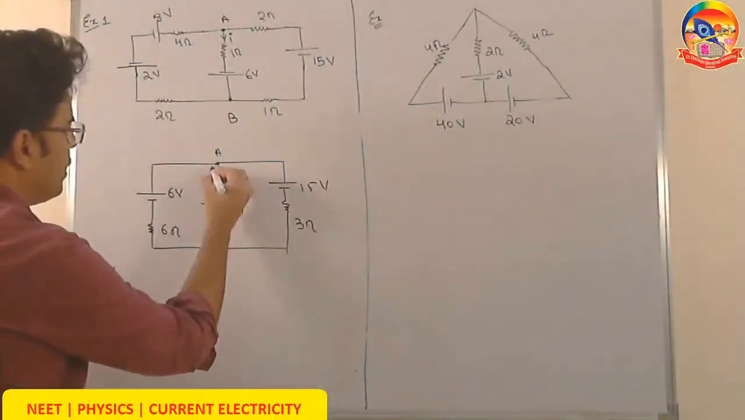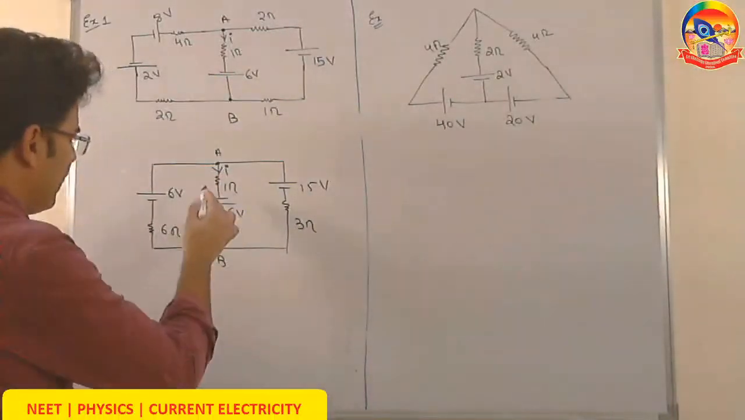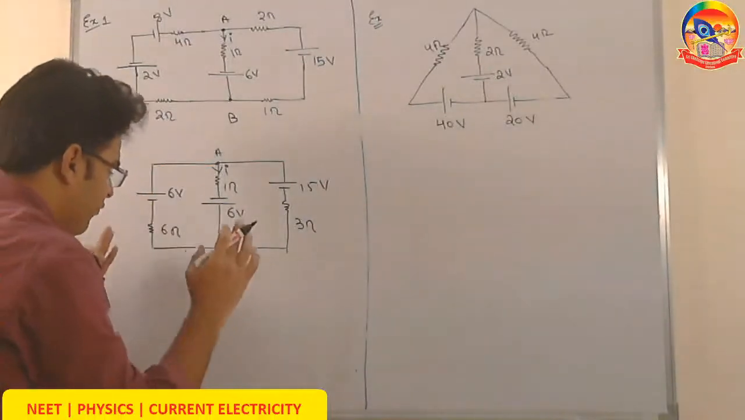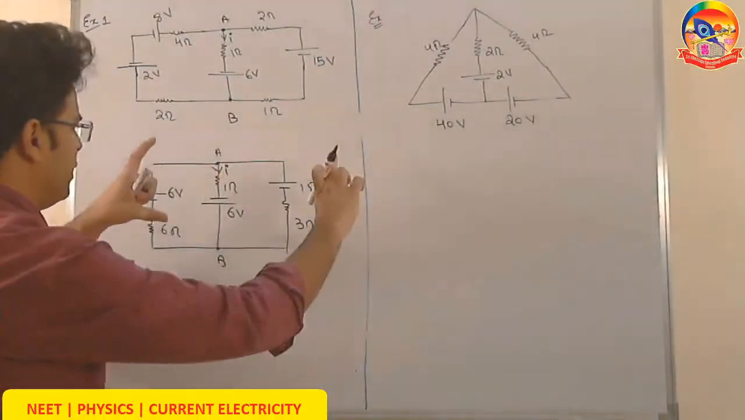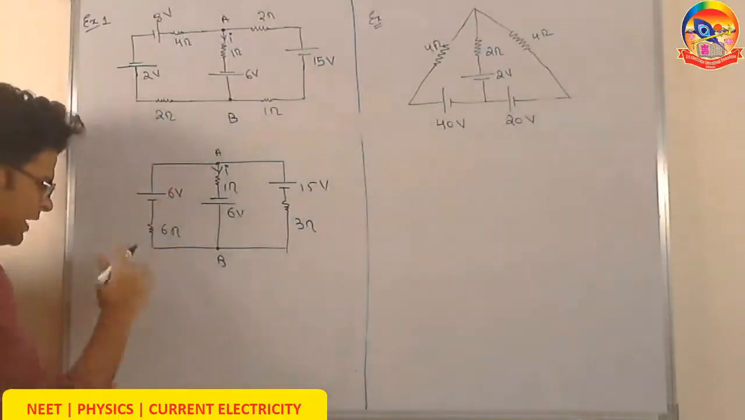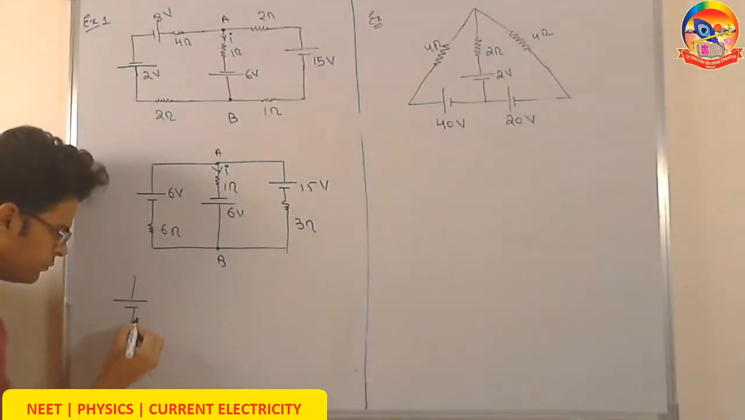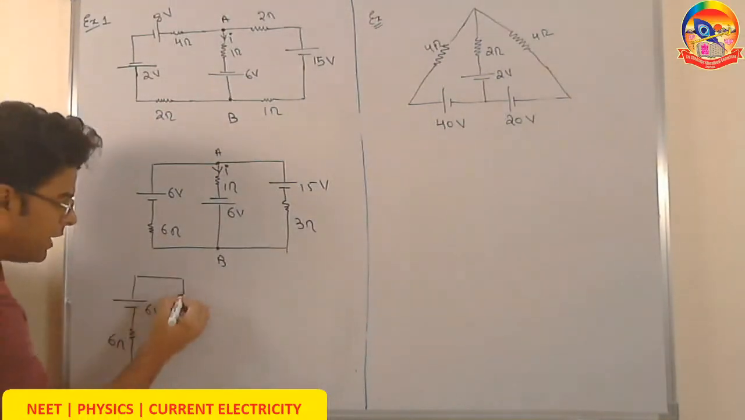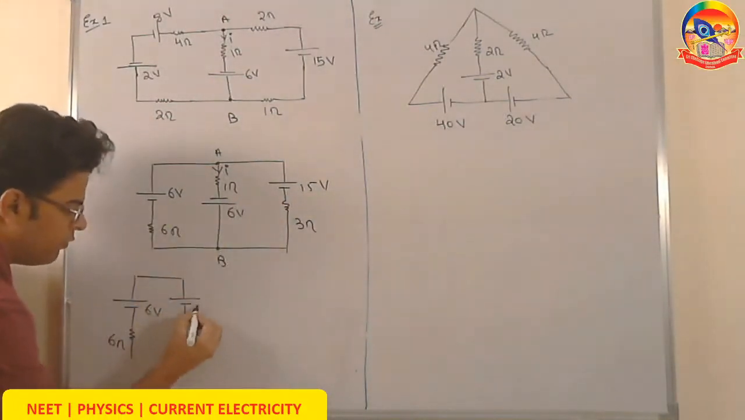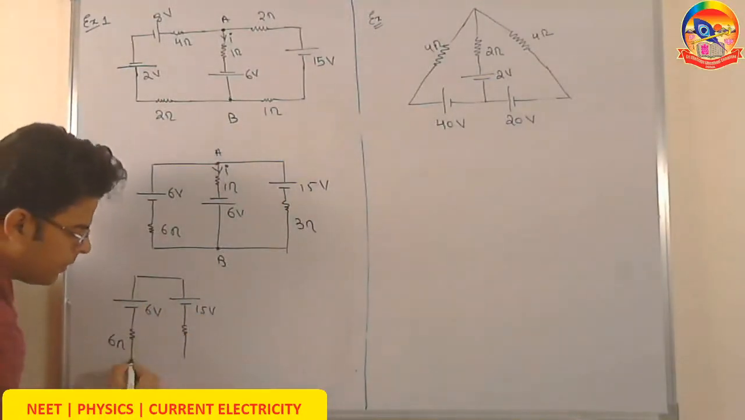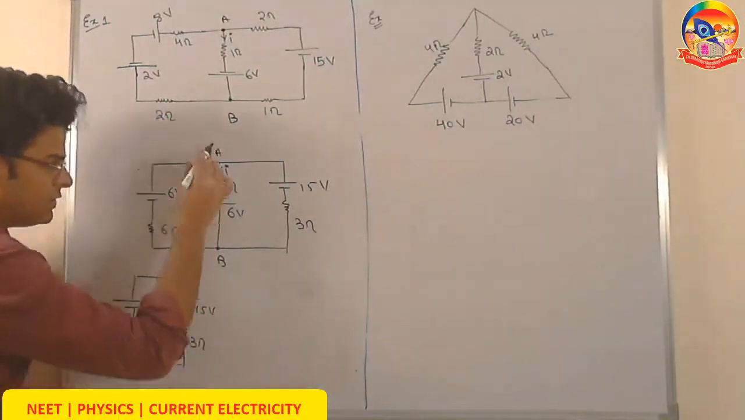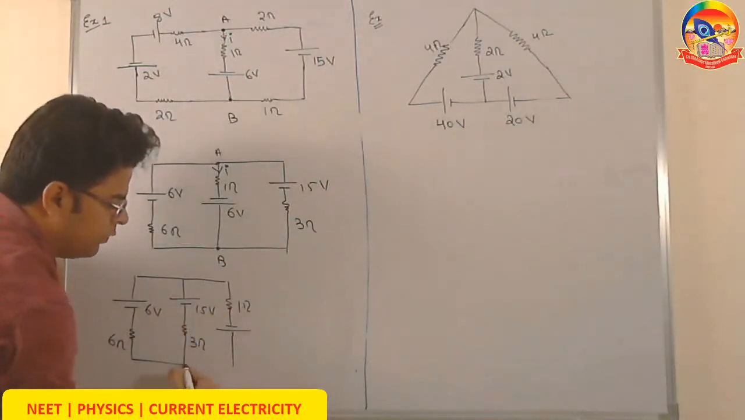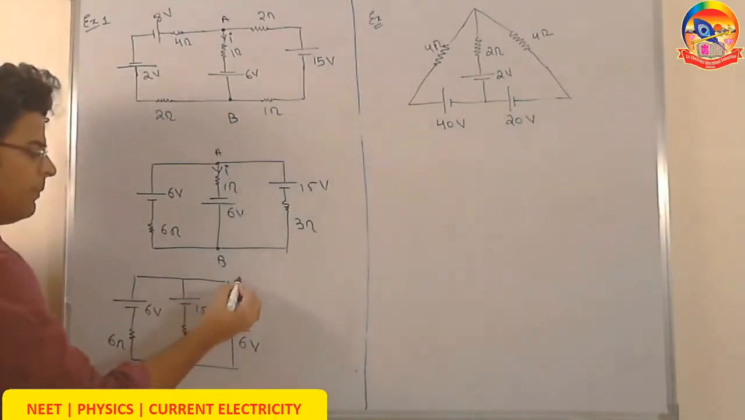Now I need to find current in the middle line. If I need to find current in the middle line, I should combine the first and third line. If you are having a problem, these three elements are in parallel, so you can rearrange in your imagination. Keep the first line here, 6 ohm. Draw the second line, third line in place of second, 15 volt, 3 ohm, and then this third line, 1 ohm and 6 volt.